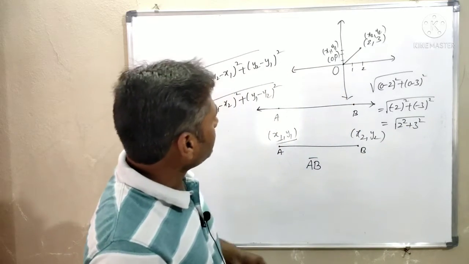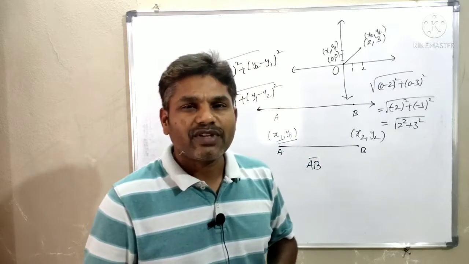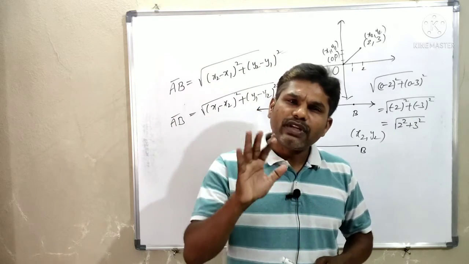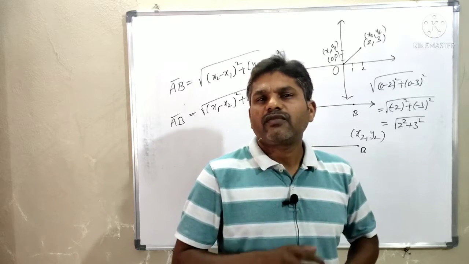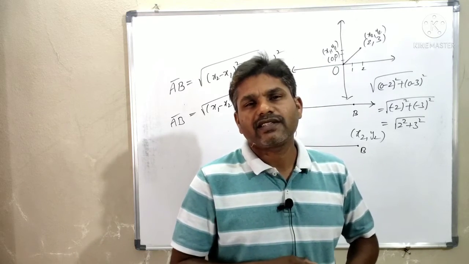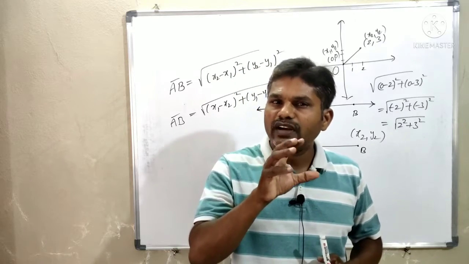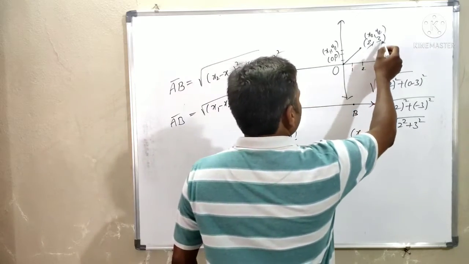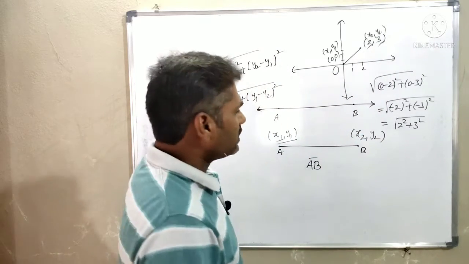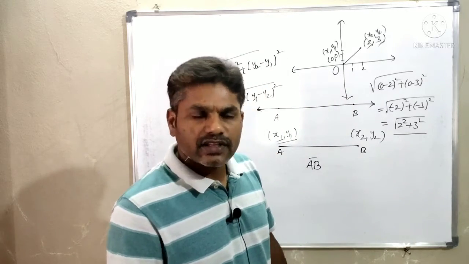So what I am saying is, if you want to find the distance of any point from the origin, simply take the coordinates of the point from which you are finding the distance from the origin, then write the square of the first coordinate plus the square of the second coordinate. See, the coordinates of the point are 2 comma 3. Simply I am writing square root of 2 square plus 3 square.